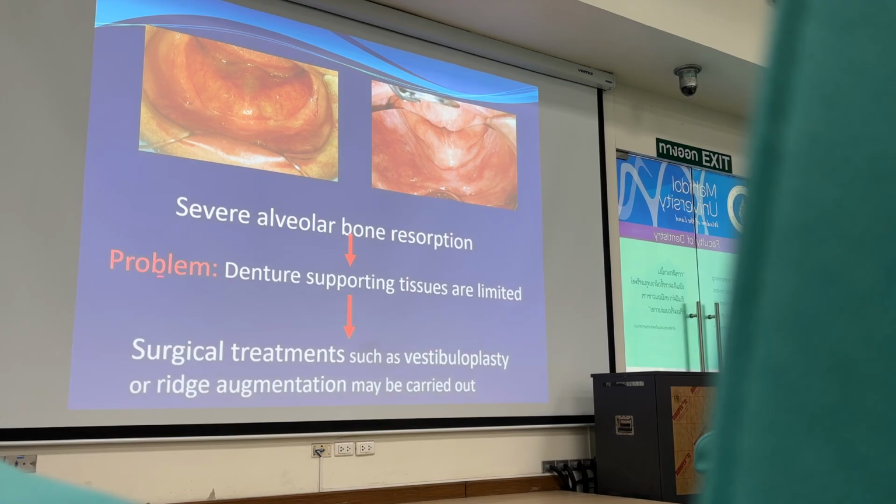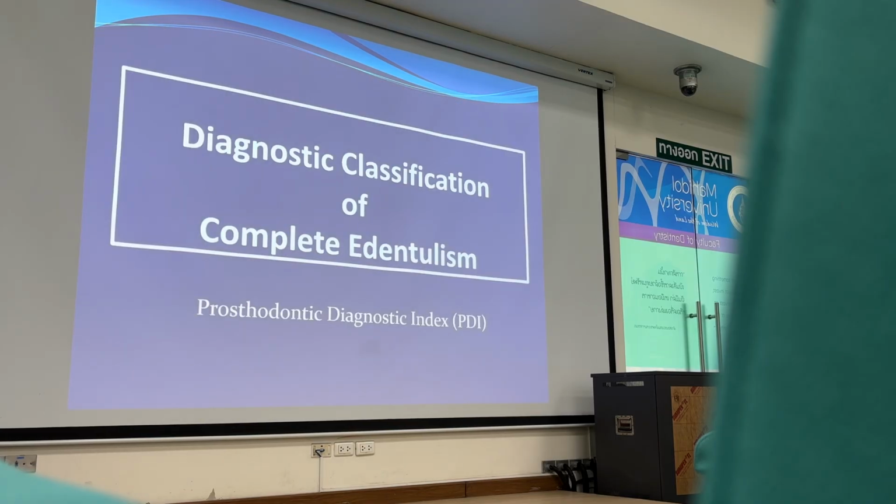The problem with this is that the denture supporting area is limited. Surgical treatments such as vestibuloplasty or augmentation can be done. You know this one, right? Vestibuloplasty is okay; you need to make more surplus here. You do the vestibuloplasty, or even augmentation, even using artificial bone or relocating tissue to do that too. Okay, that is another case.